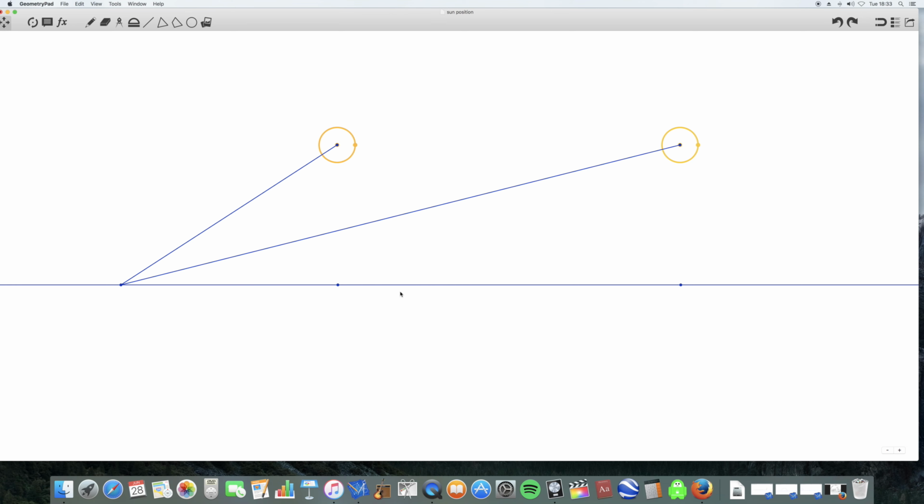This angle between the horizontal and the line from the observer to the sun, as I said, you can call the altitude angle, or you can call it the angle of elevation. But the further away the sun is, the lower that angle is. So when the sun's there, it's about 34 degrees. And then when the sun's there, it's about maybe 15 degrees. So the angle is dropping.